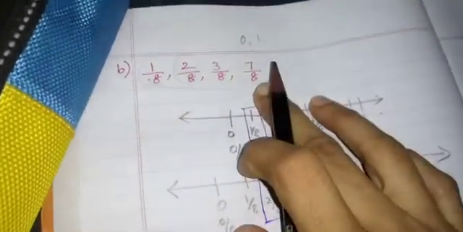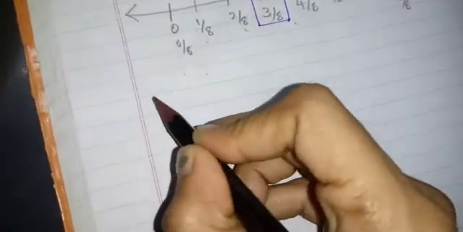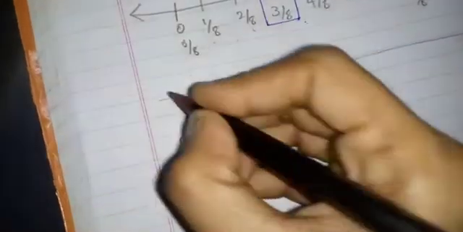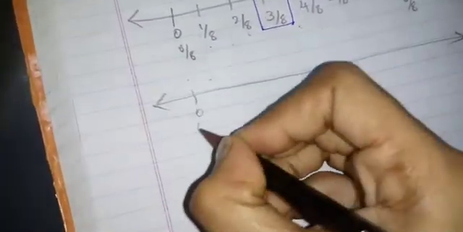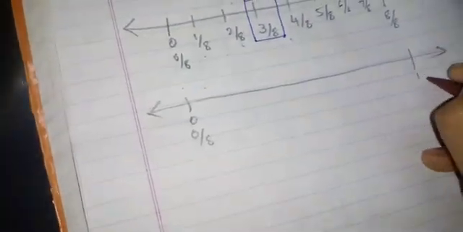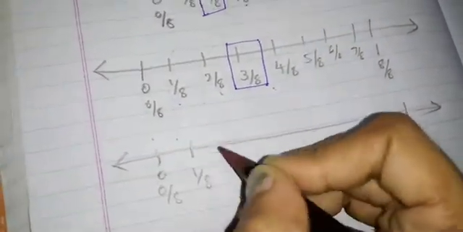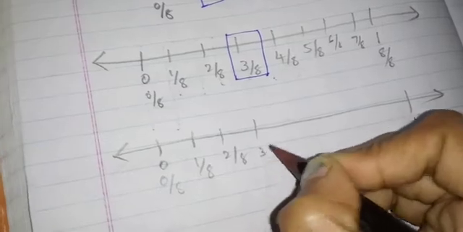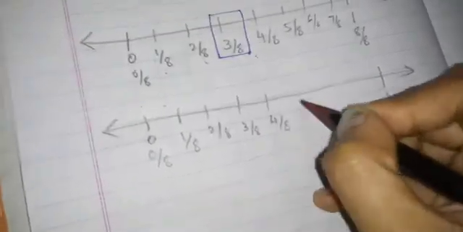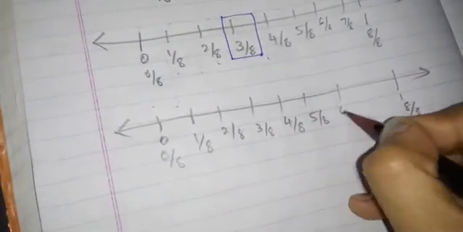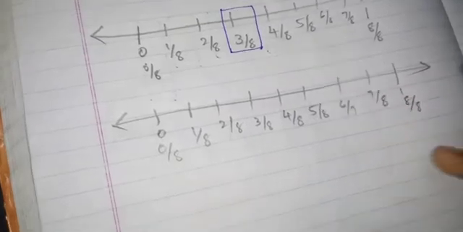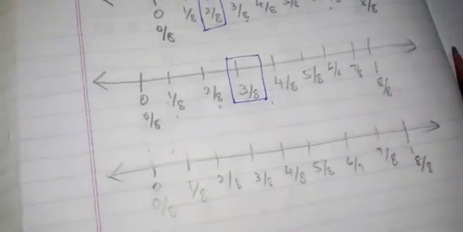Next, 7 by 8. I am just drawing 0, 0 by 8. Here 1, 8 by 8. You can put a ball like that. 1 by 8, 2 by 8, 3 by 8, 4 by 8, 5 by 8, 6 by 8, 7 by 8. So where does this number 7 by 8 lie?